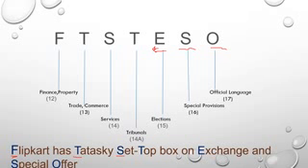T represents the tribunals, it is part 14A. And E represents elections, it is part 15. And again S represents the special provisions, it is part 16. And O represents the official language, it is part 17. Flipkart has Tata Sky set-top box on exchange and special offer.